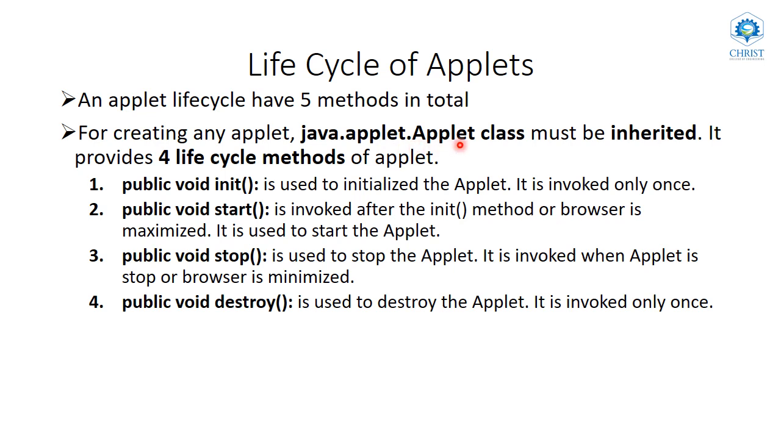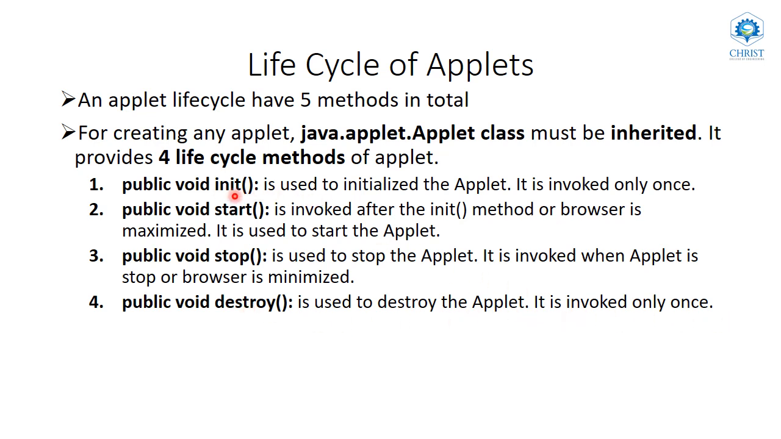So yeah, I told you in the beginning, whenever we have to write or create an applet, we have to inherit this class. When we inherit this class, we will get 4 methods: void init, void start, void stop, void destroy. Among these 4 methods, void init and void destroy will be executed only for one time. It will be executed only once.